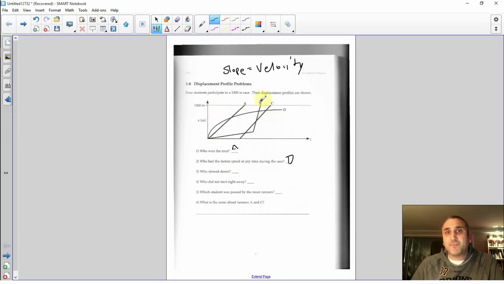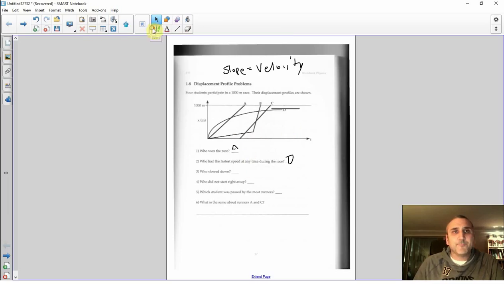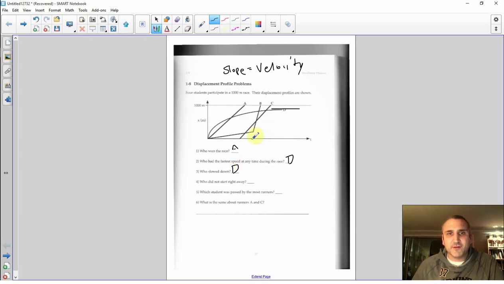Who slows down? That is person D. They started going off gung-ho with a very steep slope, and then they kind of evened out, and then at the end you can see they have almost no slope. It's a very, very minor slope, and it almost looks like it's zero, a slope of 0. So I'm just making the tangent line like we talked about in class today. So person D is the one that very much slowed down.